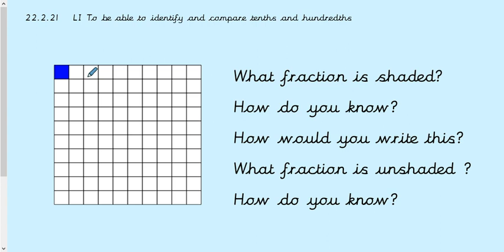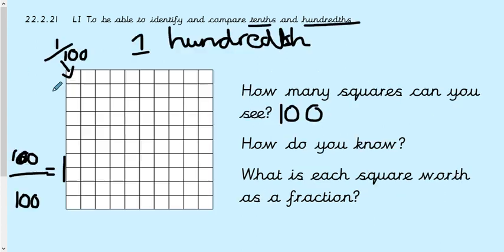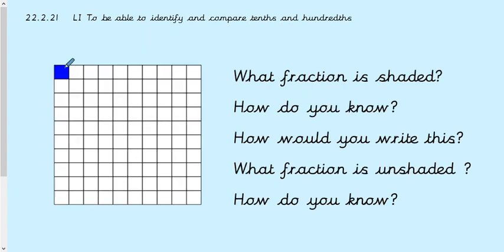So we have one of the shaded boxes in. How many are shaded? How do we know? How would we write this? So we've already covered that because we looked at what one box was worth. So we know one box is worth 1/100th. There we go.